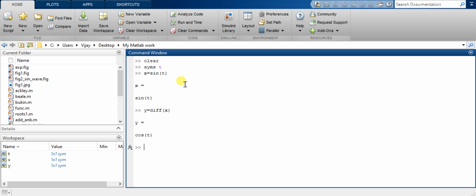Now we want to differentiate again and store this in z. We want to differentiate y and store this in z. This will give you minus sine t. I hope this differentiation is clear to you.